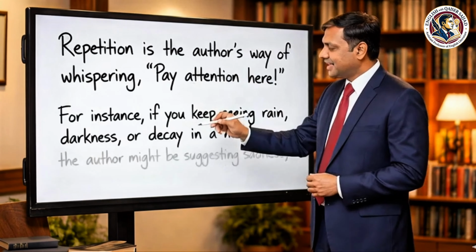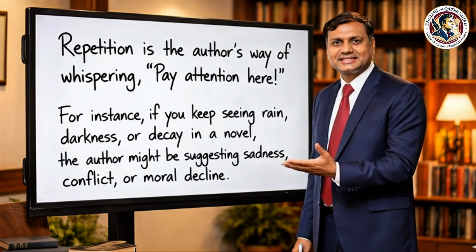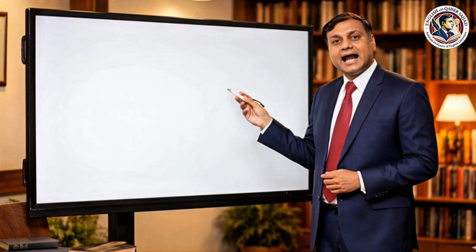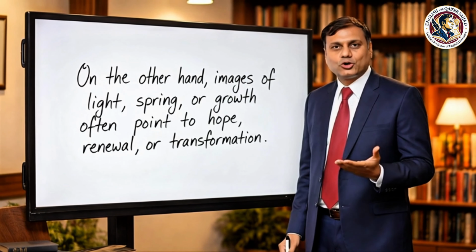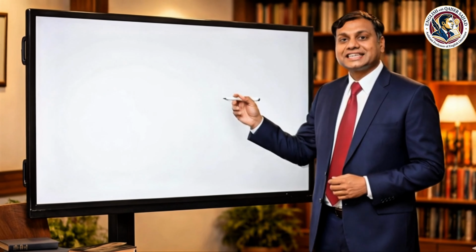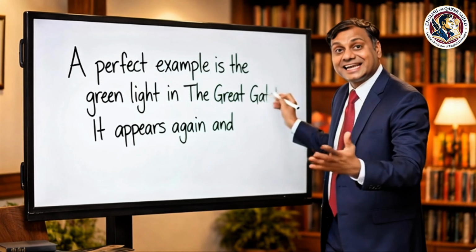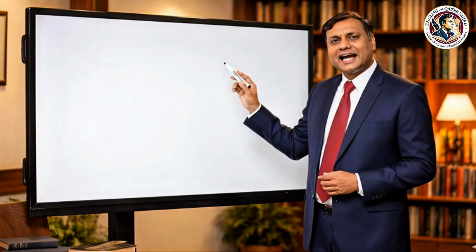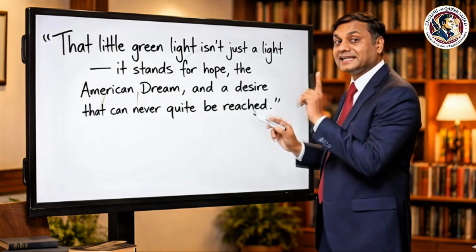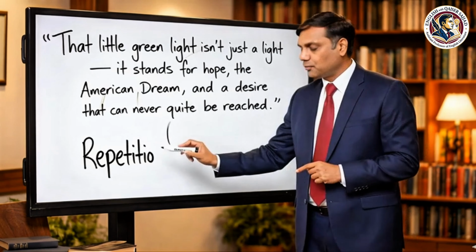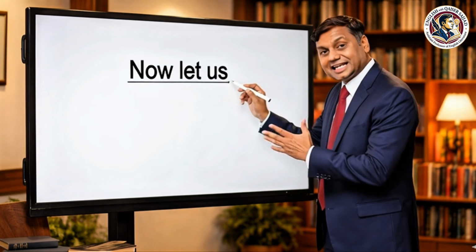For instance, if you keep seeing rain or decay in a novel, the author might be suggesting sadness, conflict, or moral decline. On the other hand, images of light, spring, or growth often point to hope, renewal, or transformation. A perfect example is the green light in The Great Gatsby. It appears again and again. That little green light isn't just a light. It stands for hope, the American dream, and a desire that can never quite be reached. Remember, repetition, meaning.